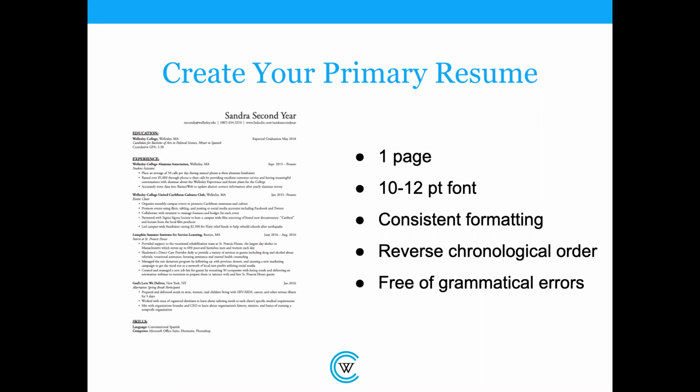You also want to list your experiences in reverse chronological order, starting with your most recent experience and going backwards from there. If you're still completing an experience or if it's something that you will be continuing on, you can always list the date as present. So if you started in September of 2015, but you're still doing that job, you would list that experience as September 2015 to present.